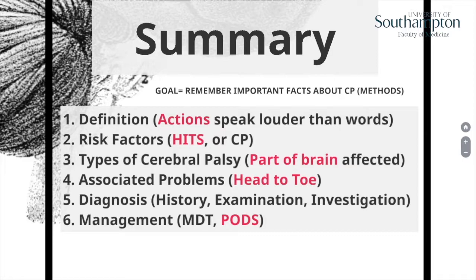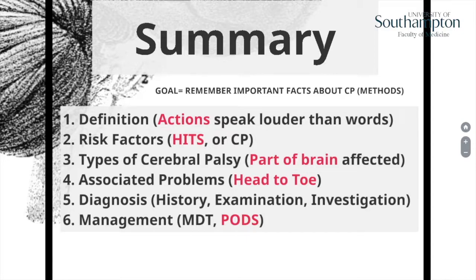So we've come to the end of the video, and just to recap what we have gone through, the definition of cerebral palsy, we tried remembering it using actions. As actions speak louder than words, remember this: cerebral palsy is a disorder of movement and posture due to a non-progressive lesion in the motor pathways of the developing brain. We've covered risk factors where we used the mnemonic HITS: H for hypoxia, I for infection, T for trauma or toxicity, S for structure or stroke. And if you forget that, remember that CP means a child who is premature is predisposed to cerebral palsy.